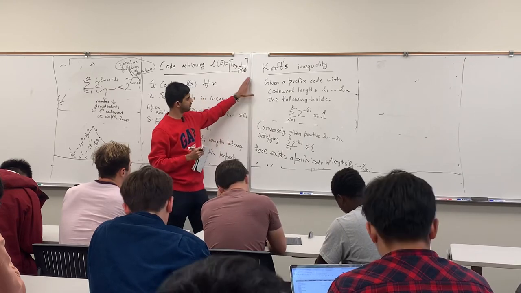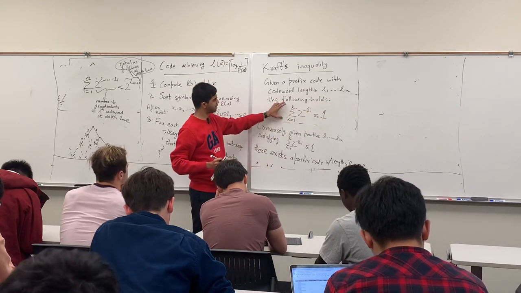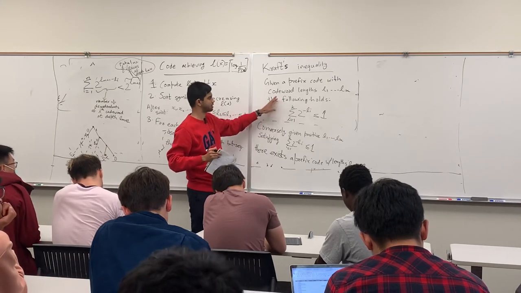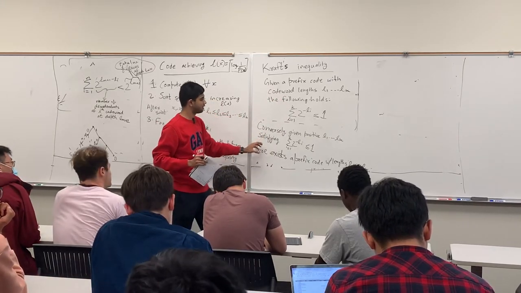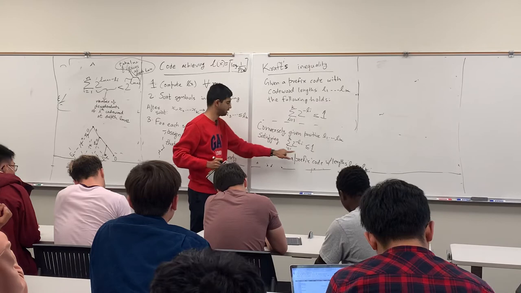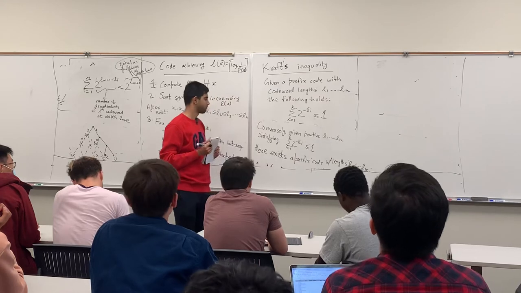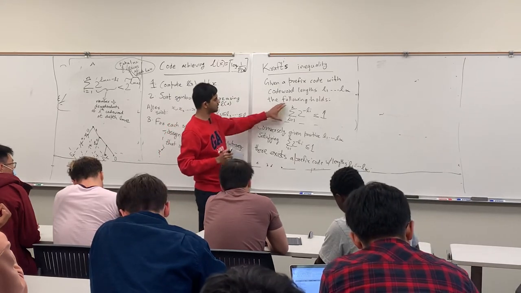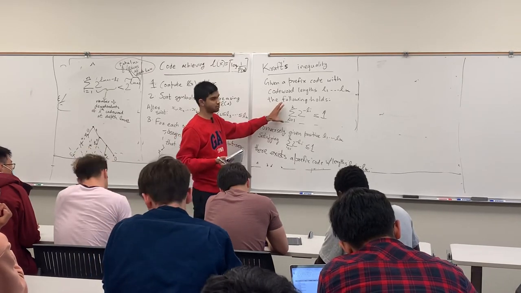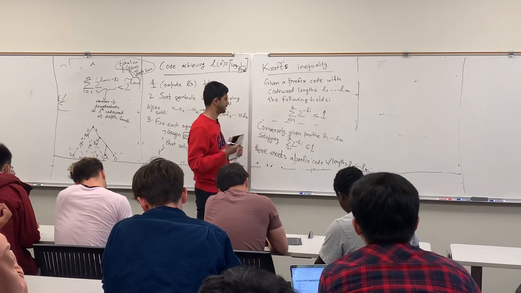It's a two-part thing. First part: given a prefix code with lengths L1 to LK, this inequality always holds. For any prefix code in the world, this will hold. That's the forward side. On the converse side, given any set of positive lengths L1 to LK that satisfy this inequality, there exists a prefix code with lengths L1 to LK. So in a way, you can think of this as a characterization of the prefix-free property. This is a very nice mathematical way of saying that a code is prefix-free.